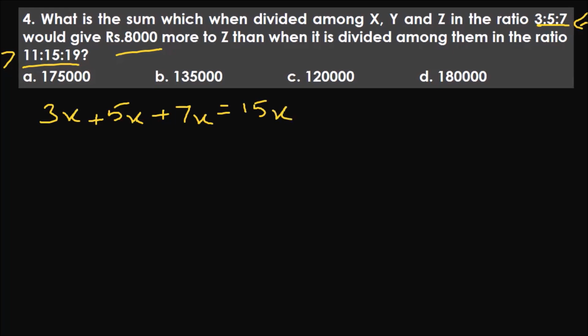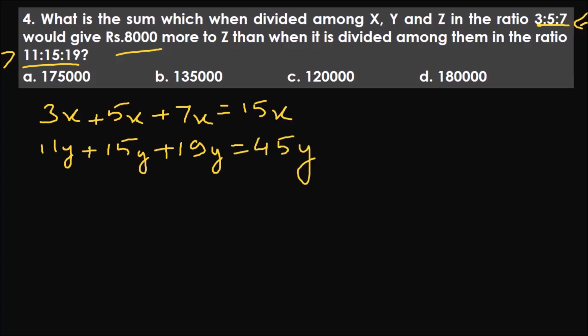Now let's consider the second ratio. We have 11, 15 and 19. So let's consider 11y, 15y and 19y. When you add all of them, you get 45y. What does this mean? This means that the sum that we need to find is a multiple of both 15 and 45. So with this, we can eliminate two wrong options.